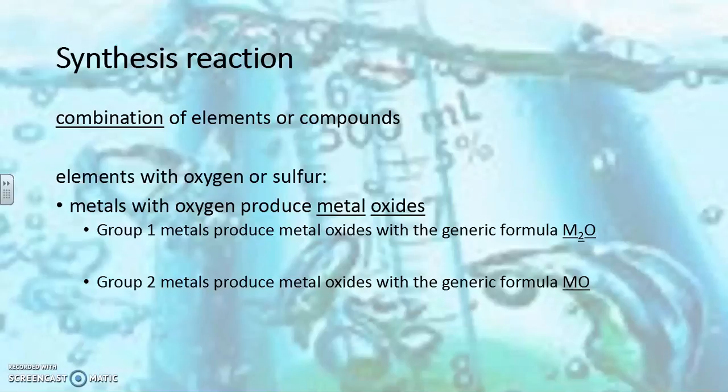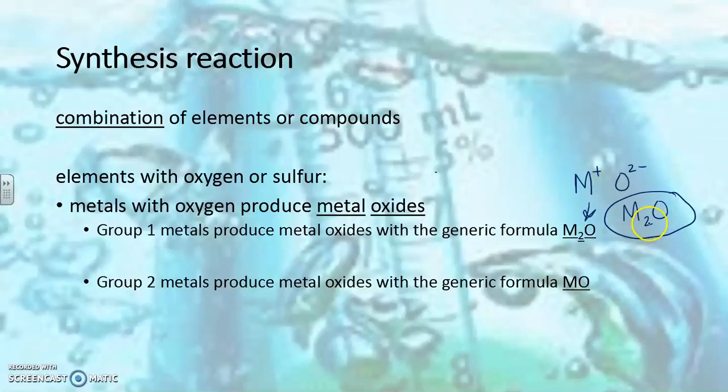You can have a synthesis reaction with oxygen or sulfur, where an element combines with oxygen or an element combines with sulfur. A metal that combines with oxygen will produce what we call a metal oxide. If it's a group 1 metal, it produces a metal oxide with a generic formula of M2O. The reason is that you have a metal with a positive 1 charge, and oxygen always has a negative 2. When you cross those down, you end up with M2O.